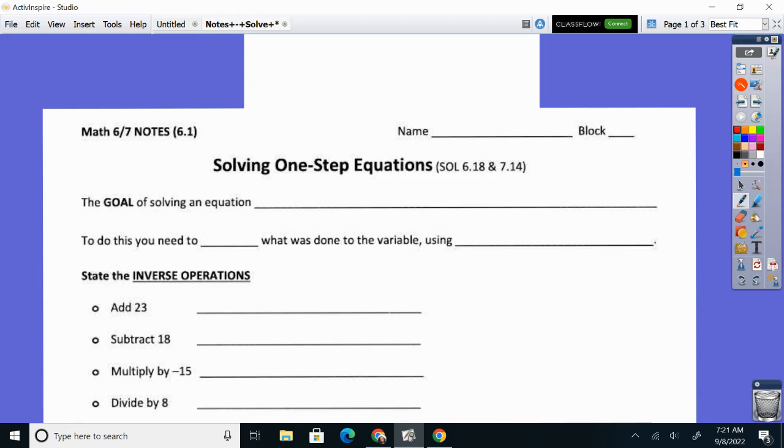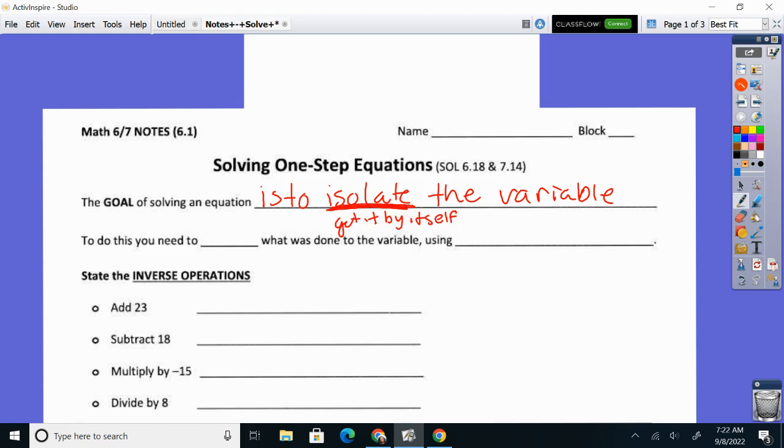So the goal of solving an equation is to isolate the variable, okay? The word isolate means to get the variable by itself, okay? Get it by itself, okay? So that means on one side of the equal sign, you should just have the variable only.